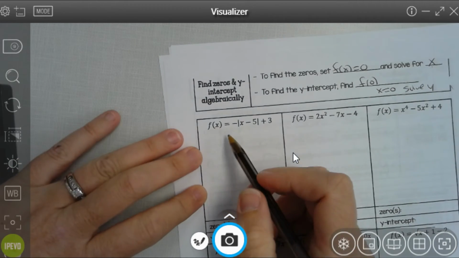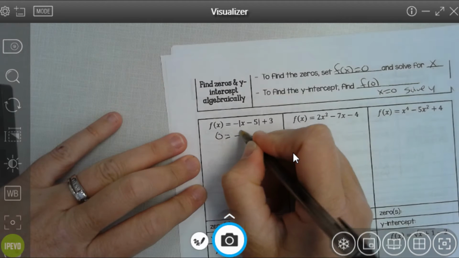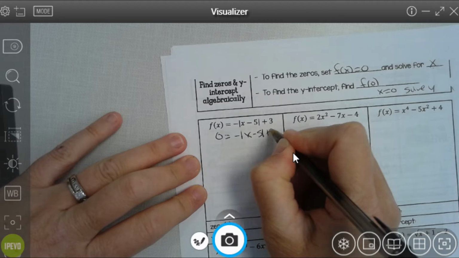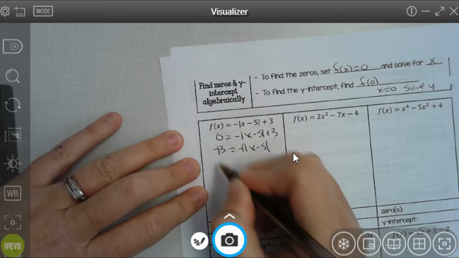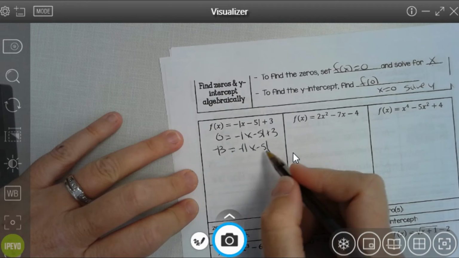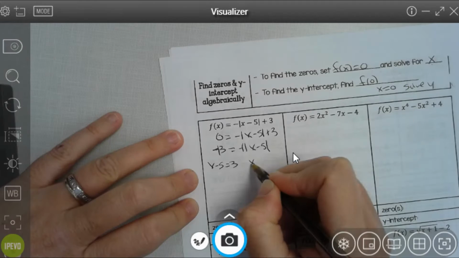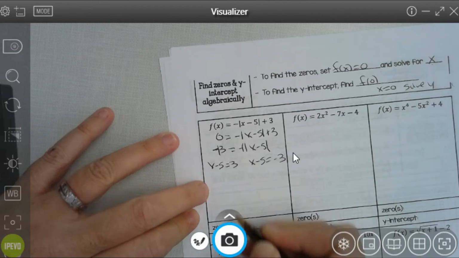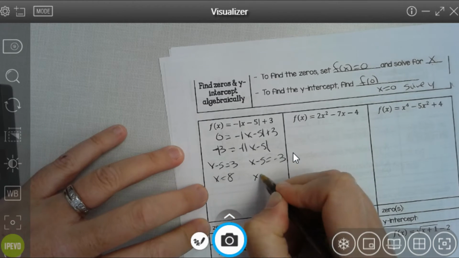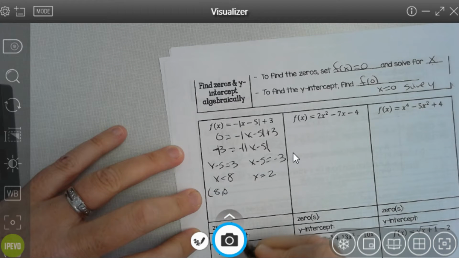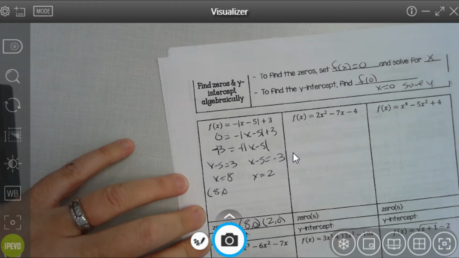So here, to find my x-intercept, I'm going to make this 0, and then I just need to solve it. I'm going to subtract my 3, and then we're going to divide by negative 1. If you remember how to solve absolute values, we're going to solve x minus 5 equals, that's plus now, 3, and x minus 5 equals negative 3. So we get x is 8 and 2. So I write that point as (8, 0). It'd be (8, 0) and (2, 0) for the intercepts.